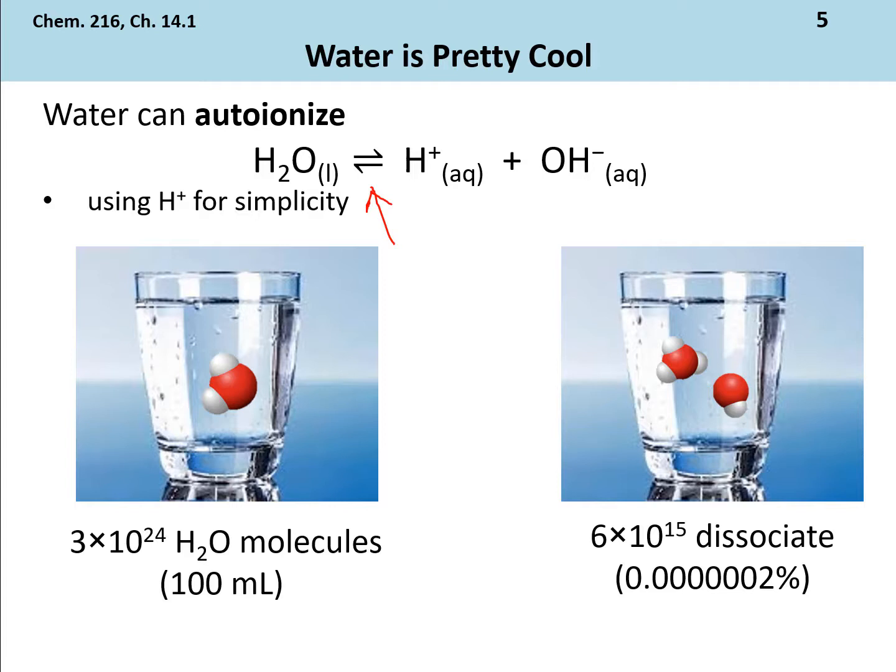Now, this doesn't happen a lot. For instance, in 100 mLs of water, so about a glass full, there are 3 times 10 to the 24 H2O molecules. There are a lot of those little molecules floating around. Only 6 times 10 to the 15th will dissociate. That's still a big number, but if you compare them, that means only 0.0000002% of those water molecules are going to dissociate.